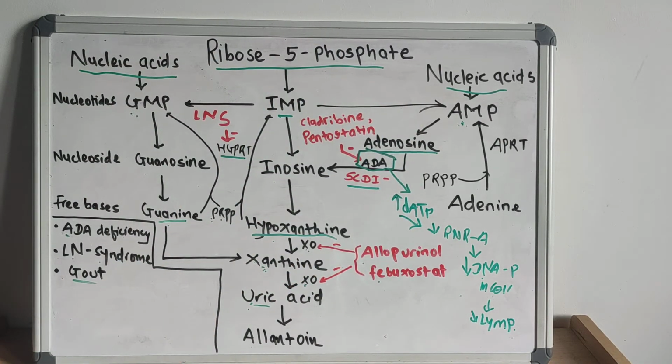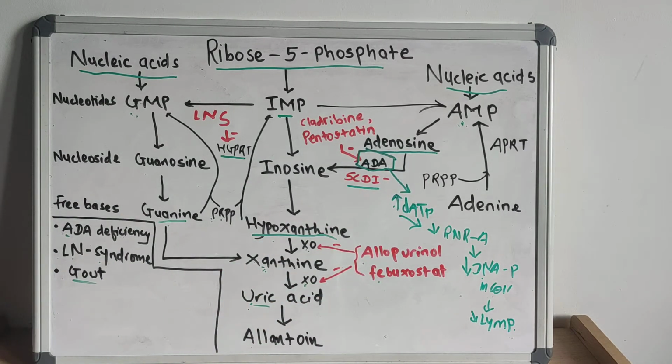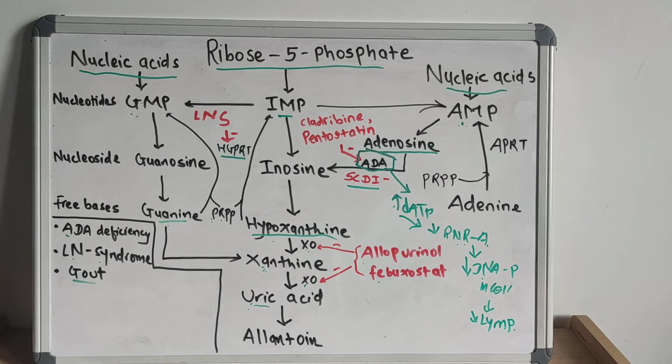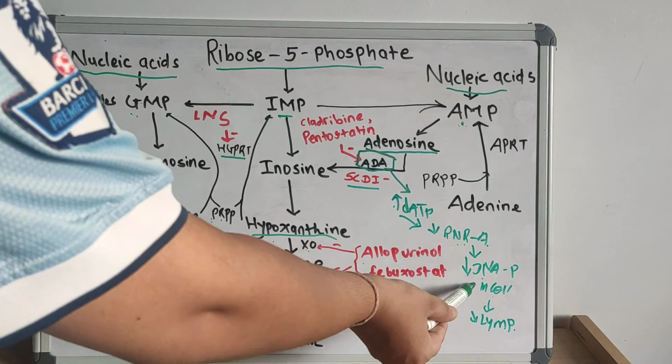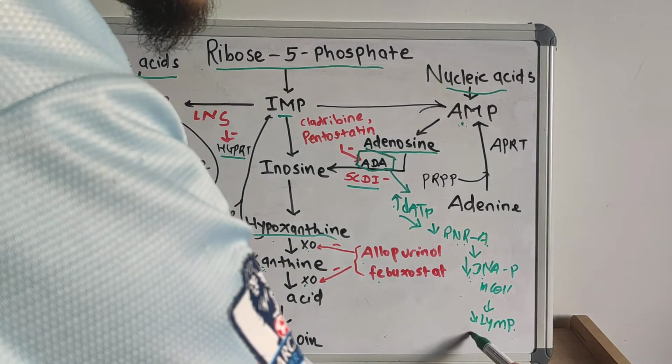If there is deficiency of the enzyme adenosine deaminase, then there is an increase of dATP. If there is an increase of dATP, then there is a decrease in ribonucleotide reductase activity. Then if there is a decrease in ribonucleotide reductase activity, there is a decrease in DNA precursor in the cell. And if there is a decrease in DNA precursor in the cell, then there is a decrease in lymphocytes.